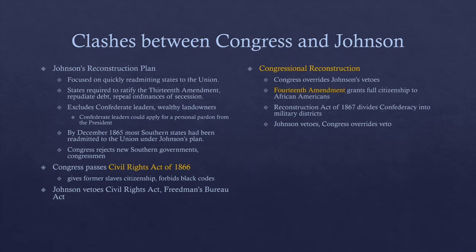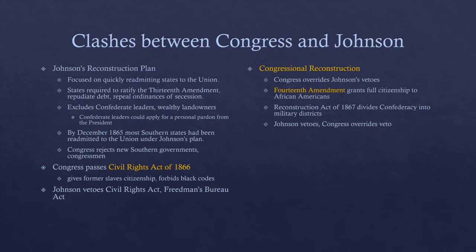This was pretty shocking to Congress. They're equally surprised when they arrive in Washington to find that the southern states have elected state governments and elected members to Congress, including some former Confederates. Obviously, Congress was not going to tolerate this, and they began to make plans for their own version of Reconstruction.